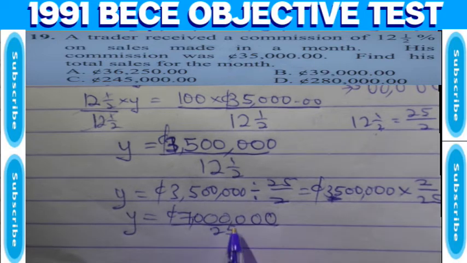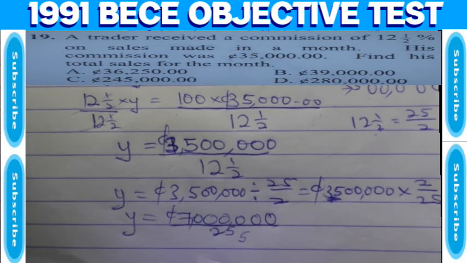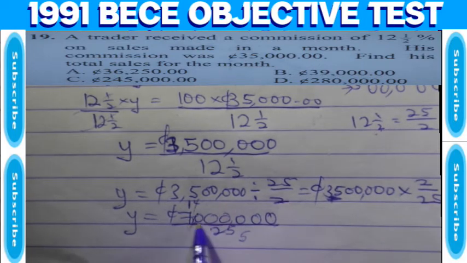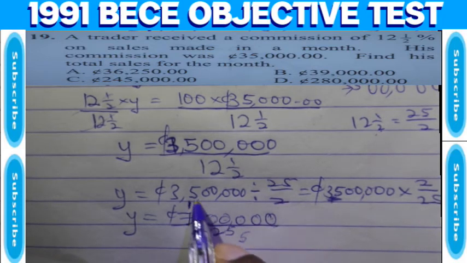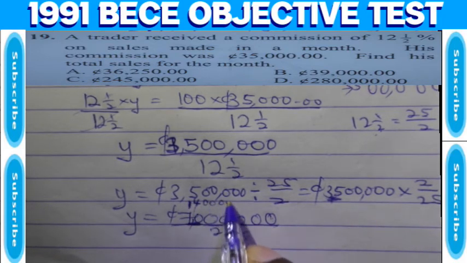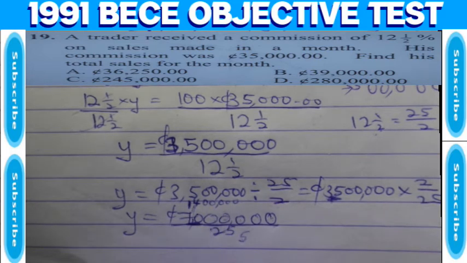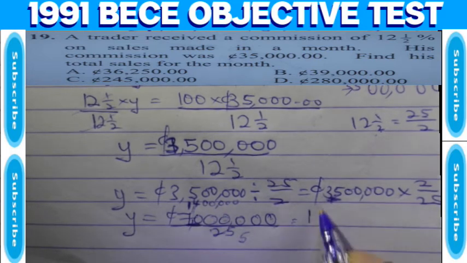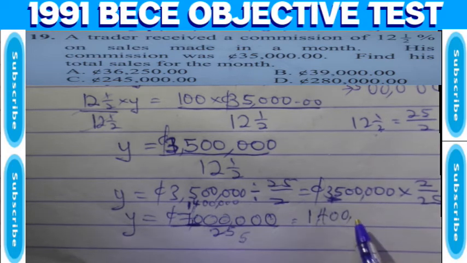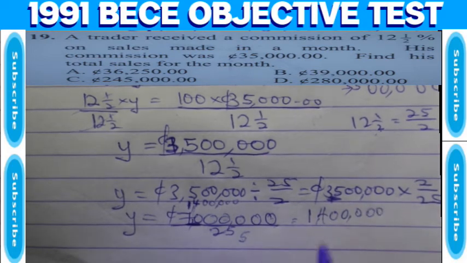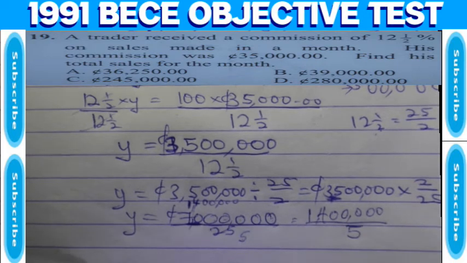So let's divide this over here. 5 will divide 25 5 times. 5 will divide 7 a single time. There will be a remainder of 2. Bring the 2 in front of the 0. You have 20. 5 divides 20, you have 4. So you have divided the 70. You have 5 zeros. So that is 1,400,000 then over 5.